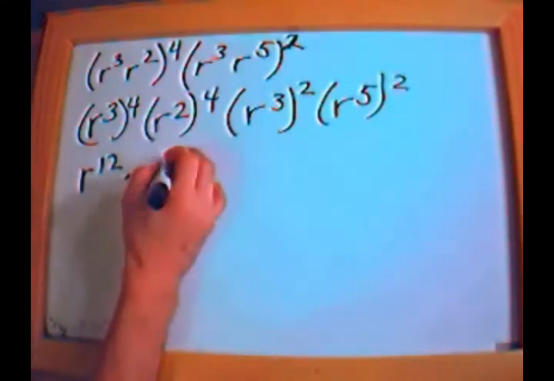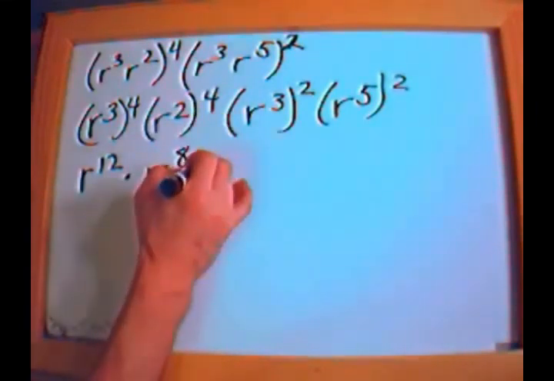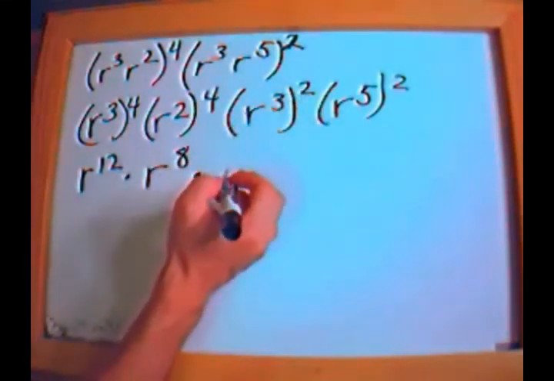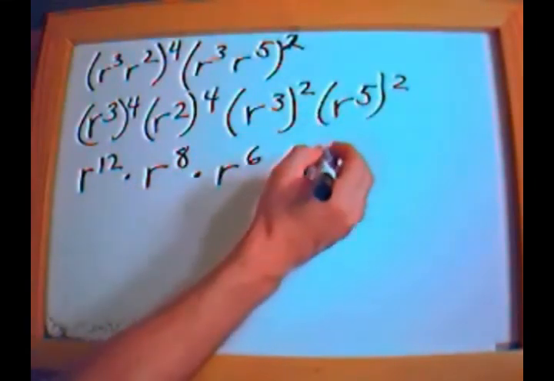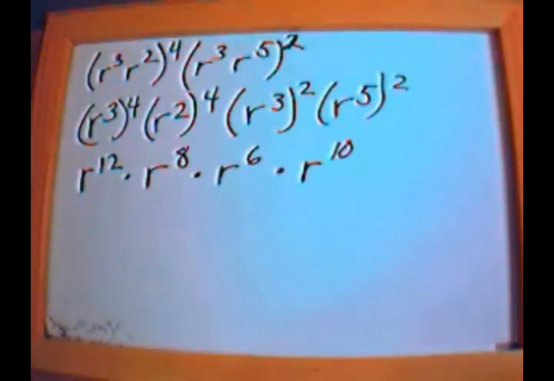The next one's going to be 2 times 4 is 8, so it's r to the 8th. The next one's going to be 2 times 3 is 6, r to the 6th, and the final one's going to be 5 times 2, which makes r to the 10th. Okay? And then all you really have to do at that point is add them all up.